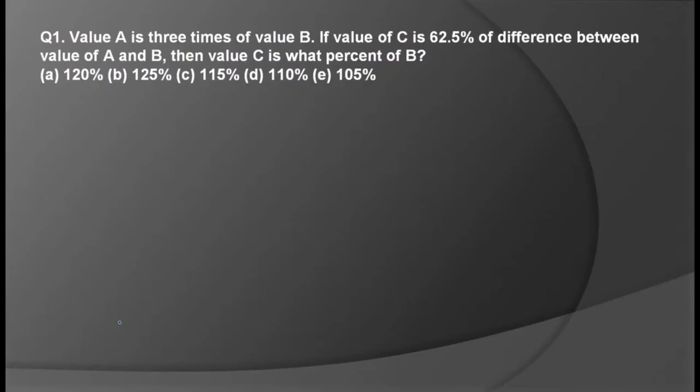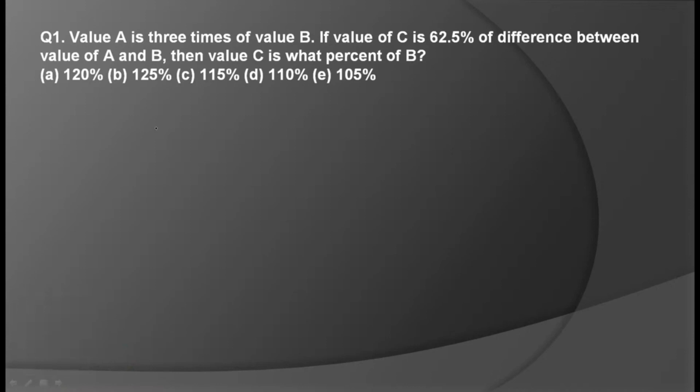Let's start our questions. Here, question number one. Just concentrate on the data. The question: the value of A is 3 times the value of B. If the value of C is 62.5% of the difference between the value of A and B, then the value of C is what percentage of B? We need to identify what percentage of B the value of C is.